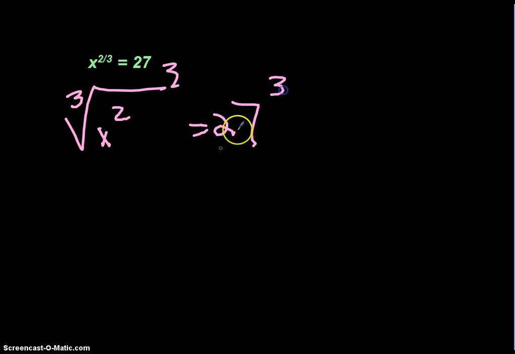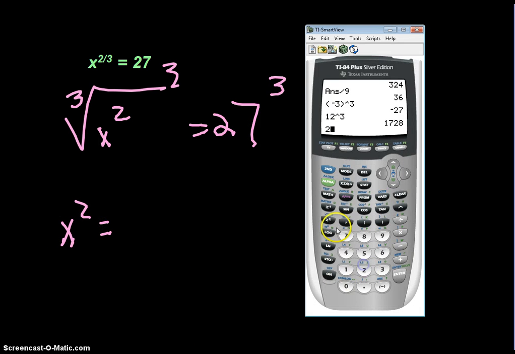x to the 2/3 has to be rewritten. This becomes the cube root of x squared is equal to 27. You're going to have to cube both sides, so x squared is equal to 27 cubed. It's going to be a huge number, not that big of a deal. We have calculators. 19,683.